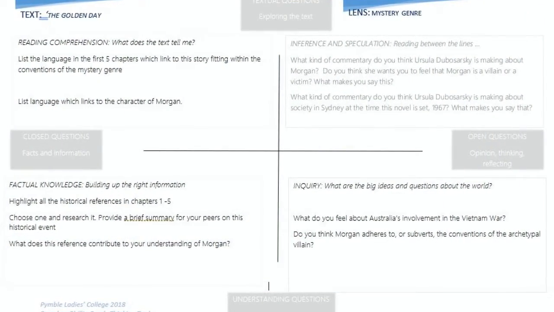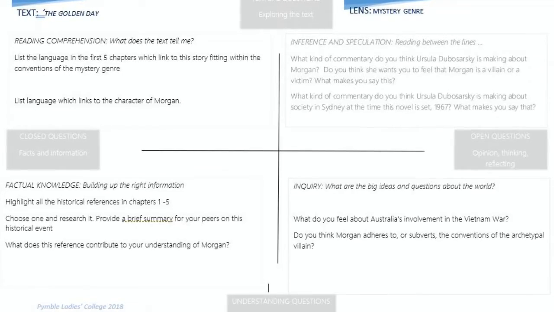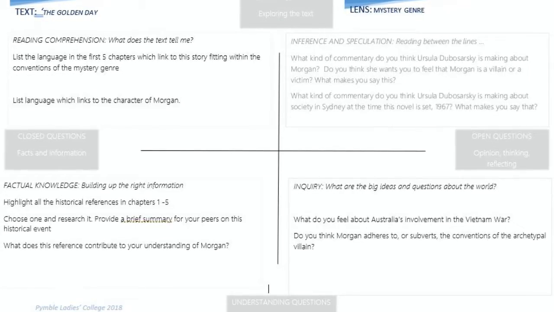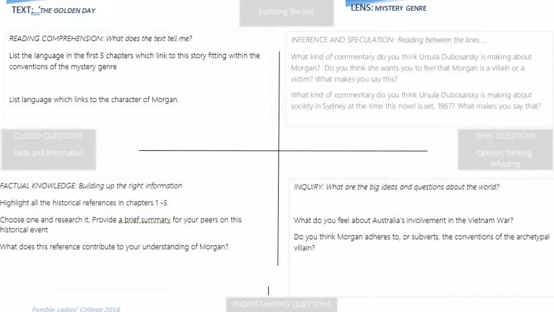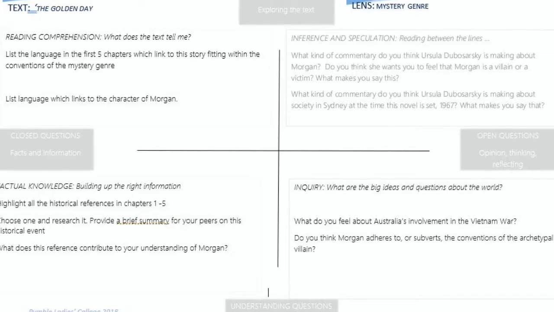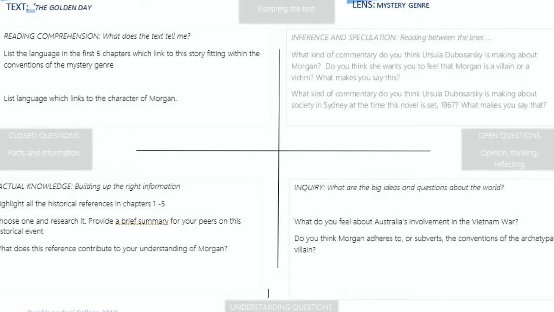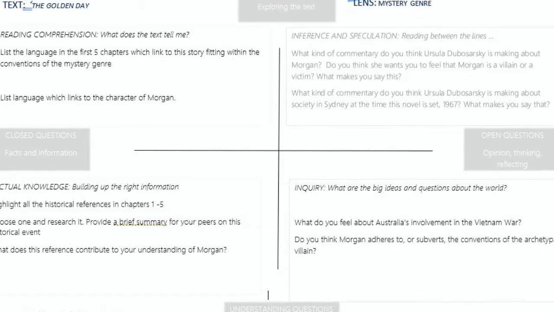If we move now to look at the right-hand side, these are the open questions, and these are really encouraging the girls to develop a deeper understanding through inferencing and analysis. So the questions are encouraging them to think and read between the lines of the text. So it might be things like, what is the intended meaning? Does the character meet your expectations of the genre? What makes you say this?